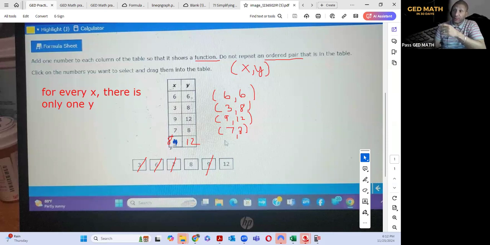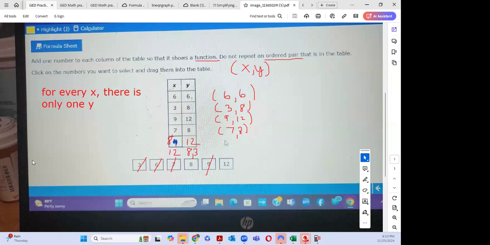I could have put a 12 here. I could have put an 8 here. I could have put a 3 here. I could have put a 7. It doesn't matter what your y is as long as your x's don't repeat in this problem. Everybody understand that? Yeah.